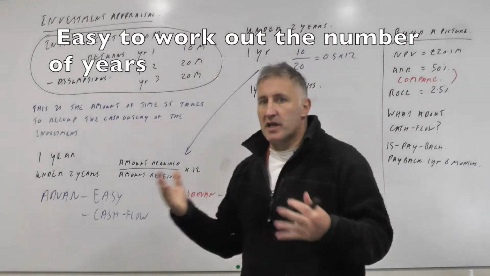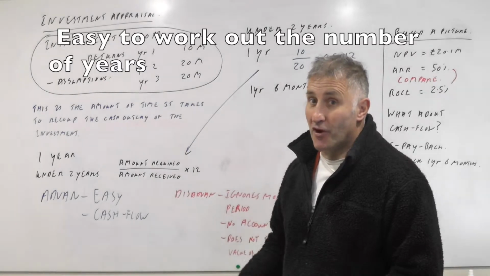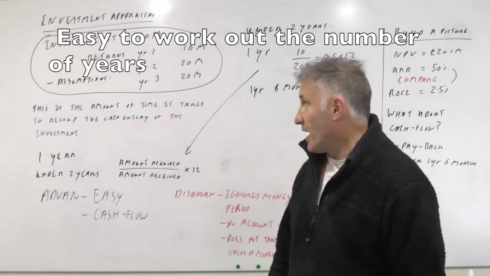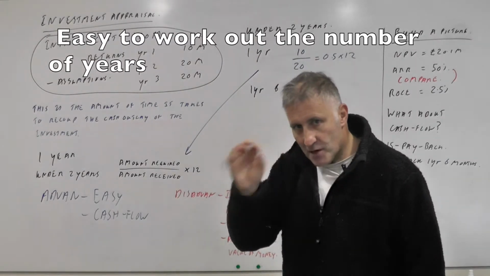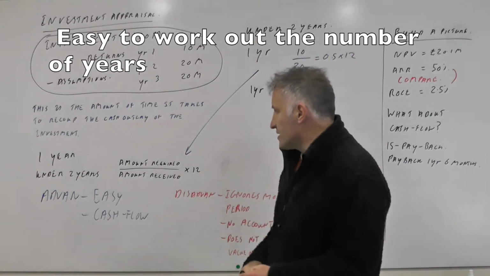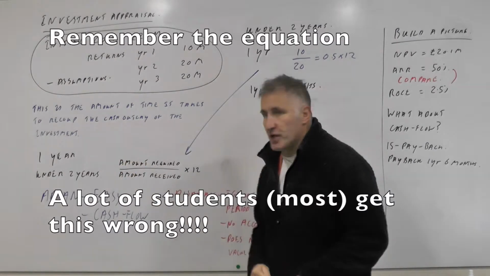So 10 divided by 20 is, sorry, 10 divided by 20 is 0.5, which is like 6 months of the year. Okay, so we can work it out, but we want to do it technically because sometimes the numbers are not as easy as that. So clearly, in this case, it's obviously 1 year, but it's under 2 years.